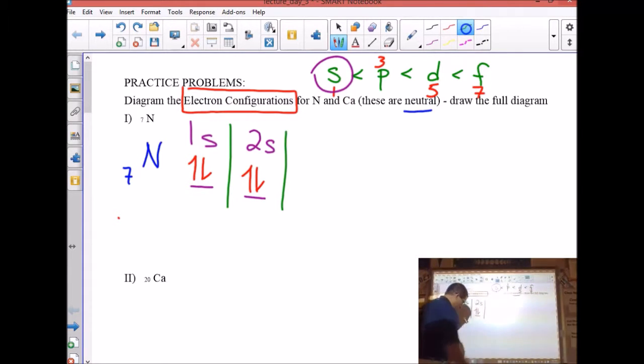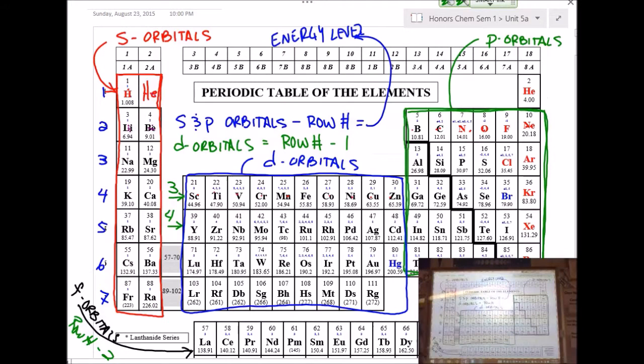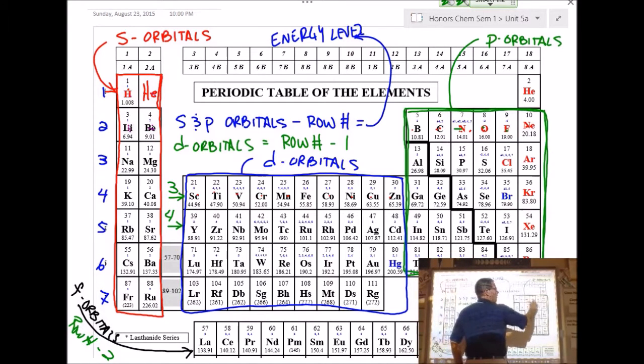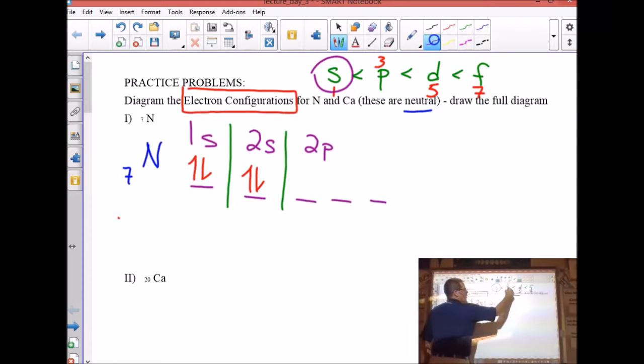Now that we filled up the S's in row 2, we need to move across. What orbitals are these? P's. Very good. So we're going to go across and start to put electrons in the P's, but I need to represent it. How many dashes am I going to put there? 3. Very good, because there are 3 orbitals for any given P.